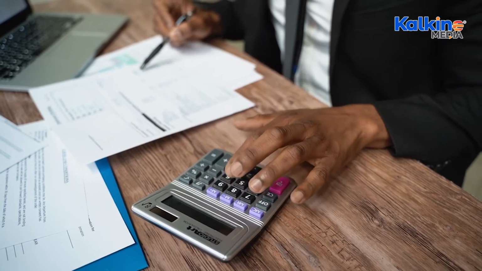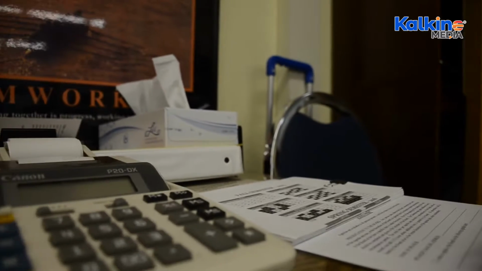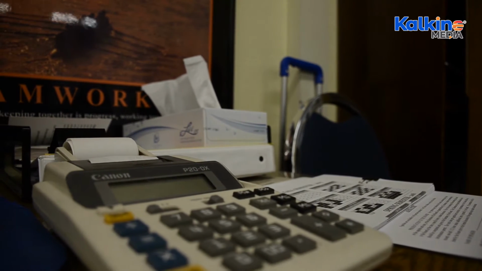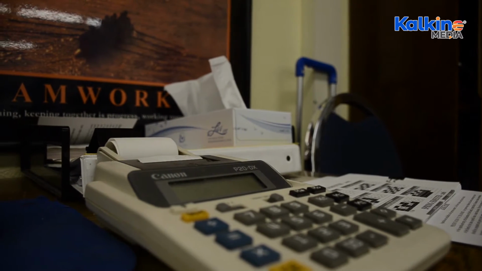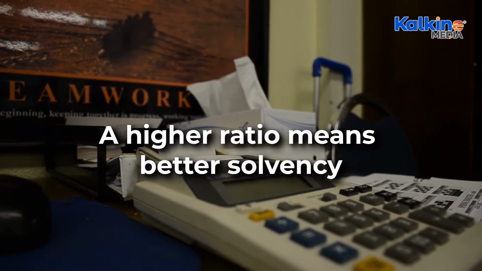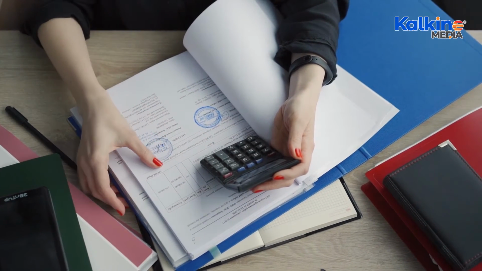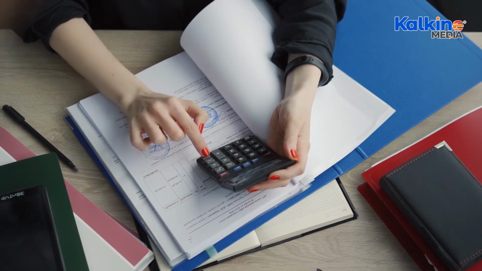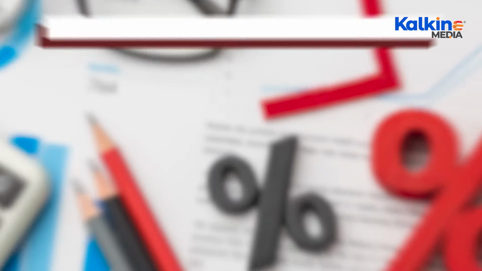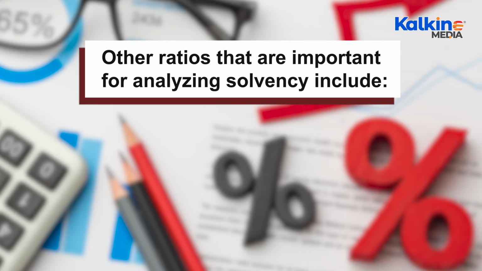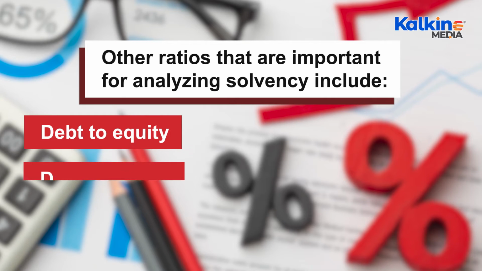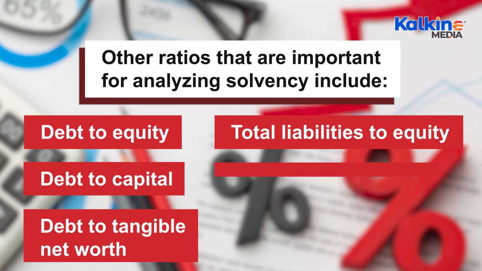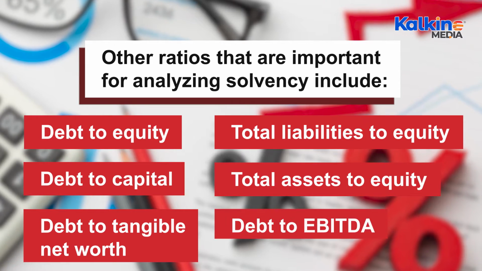Other ratios can give a deeper look into solvency. The interest coverage ratio compares a company's operating income to its interest expense, showing how well it can cover its interest payments. A higher ratio means better solvency. The debt-to-assets ratio compares a company's debt to the value of its assets, giving insight into its capital structure and solvency health. Other ratios that are important for analyzing solvency include debt to equity, debt to capital, debt to tangible net worth, total liabilities to equity, total assets to equity, debt to EBITDA.